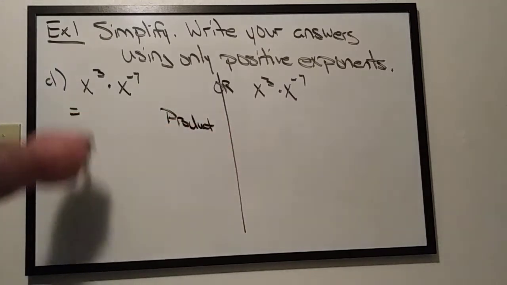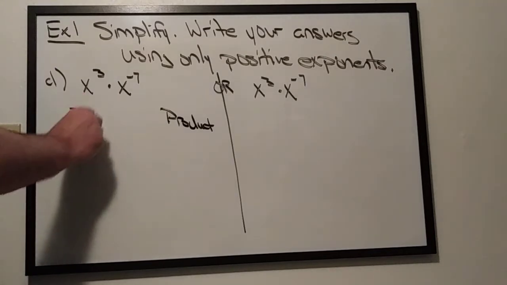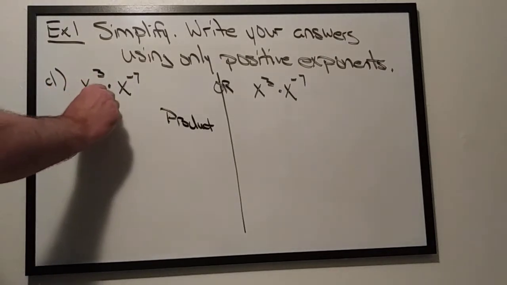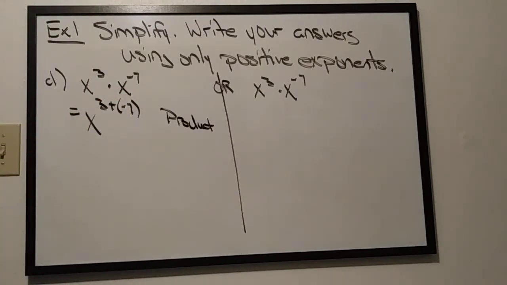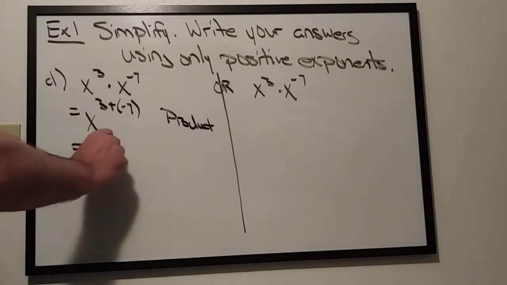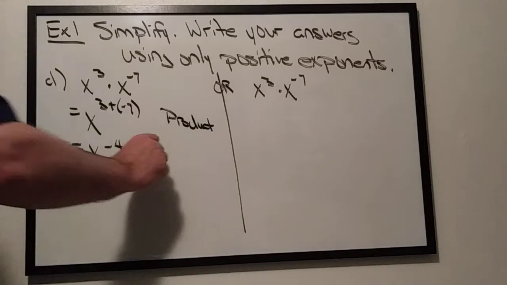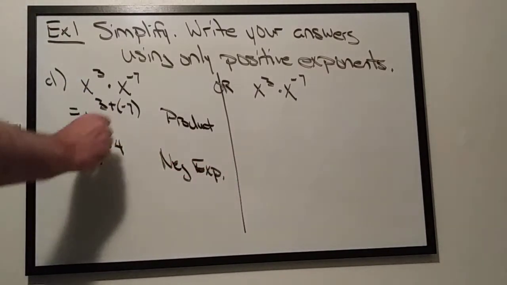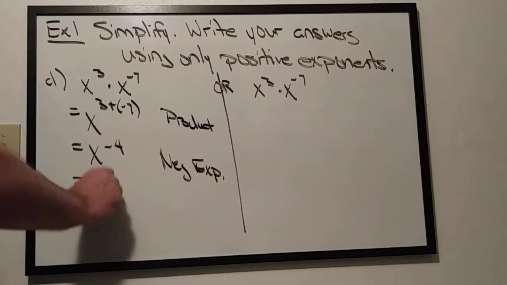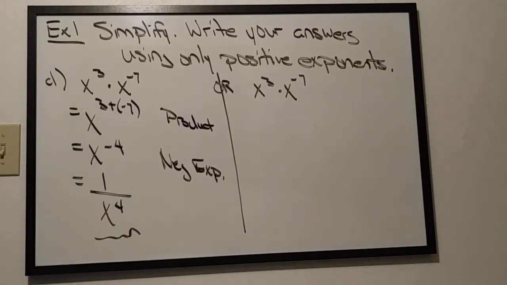And the product rule says if you have x to a power times x to a power, you can add those exponents. So we have x, the same base, to the 3 plus negative 7 power. Well, if I add a negative 7 to 3, I'm going to get a negative 4. And now that I have x to the negative 4 power, I can use the negative exponent rule. And the negative exponent rule tells me x to a negative power is going to be 1 divided by x to that positive power. So the answer here is 1 divided by x to the 4th.